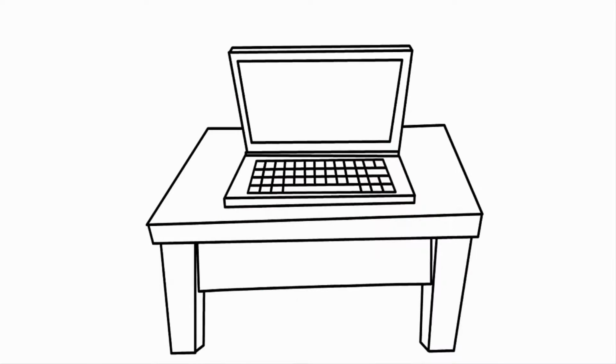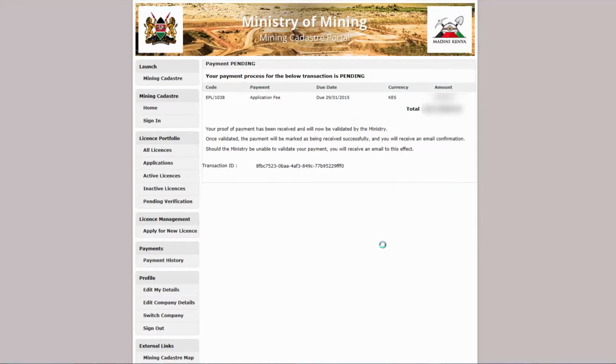You should be notified via email within 7 calendar days if there are any missing documents, in which case you will need to resubmit them along with proof of another application fee payment.